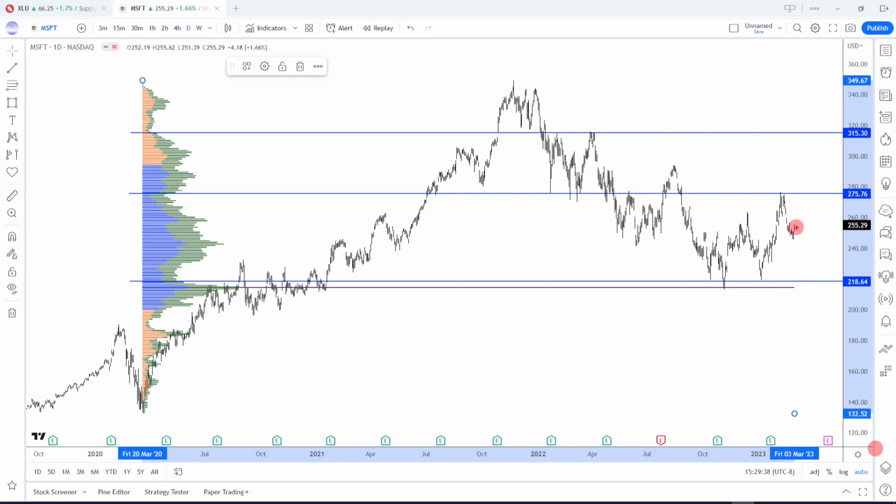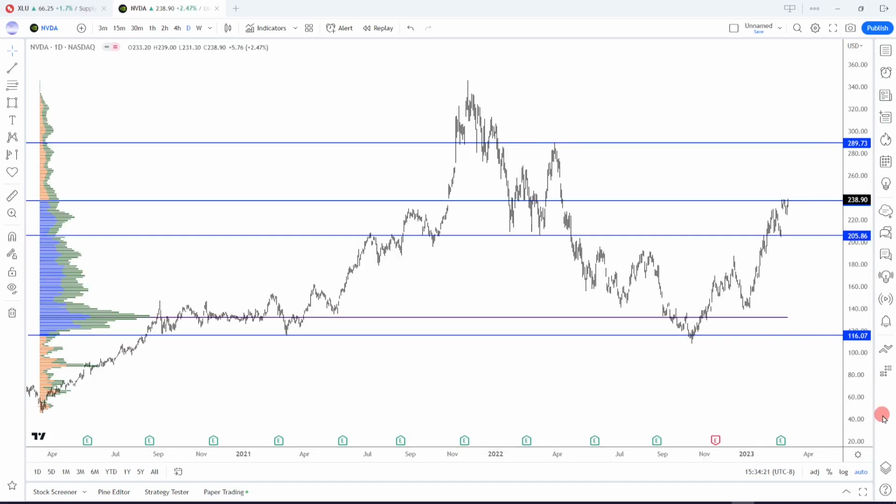Now, let's say Microsoft does come back up to this 275.76, then I will look for a price action, either a break above to get a swing long up to this 315, or get a rejection back down and swing short to the 218.